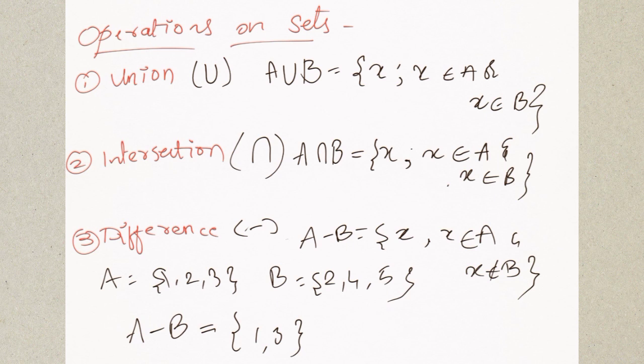Now if I have to find B minus A, then the answer is going to be the set of X where X belongs to B and X does not belong to A.